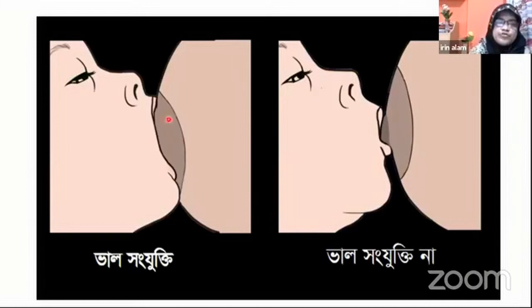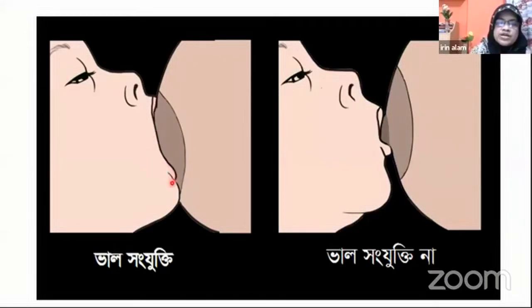This is a picture of good attachment. This is the nipple and this is the areola. When there is good attachment, the nipple and areola, as much as possible, should be within the baby's mouth. And this is one point.